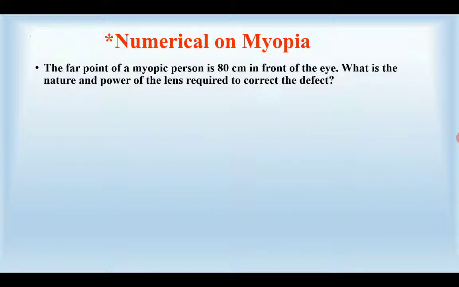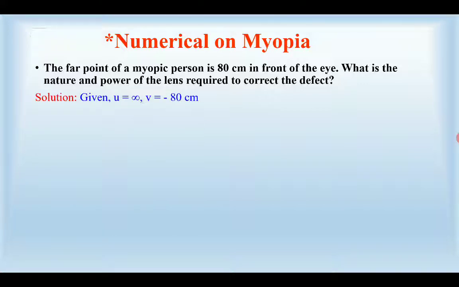So we are having a numerical: the far point of a myopic person is 80 centimeter in front of the eye. What is the nature and power of lens required to correct the defect? Now let us figure out what are the quantities given in this numerical problem.